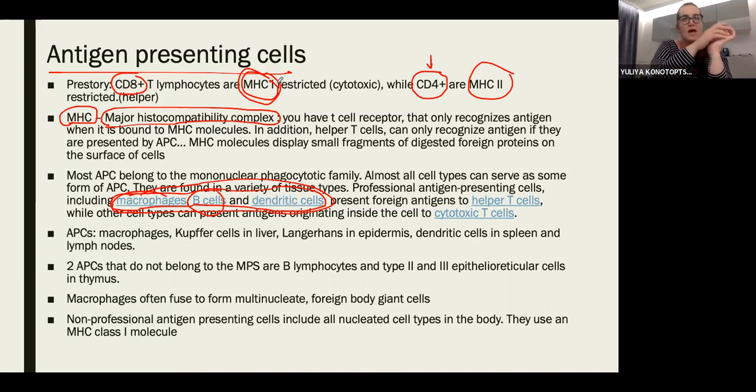Who will come and sample it? Cytotoxic T cell. Very good. Cytotoxic will come and sample it. And what will it use to sample this antigen? CD8. So again, MHC1 only interacts with CD8.